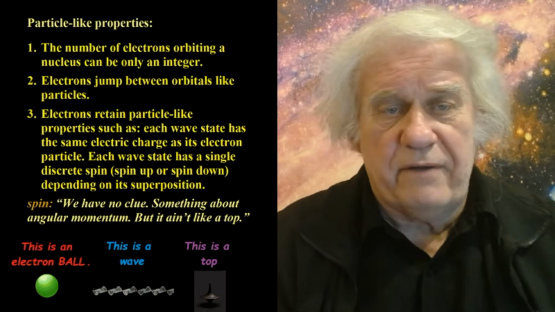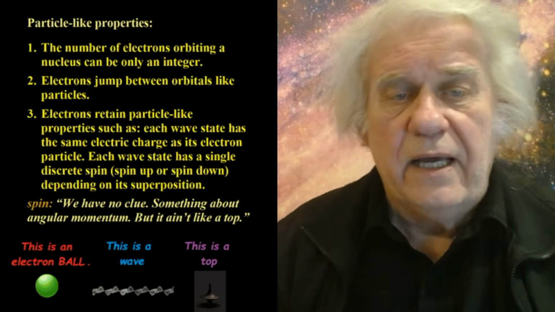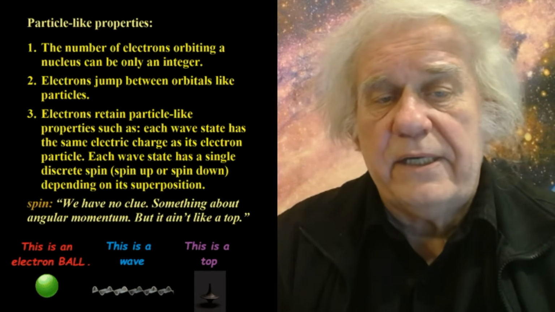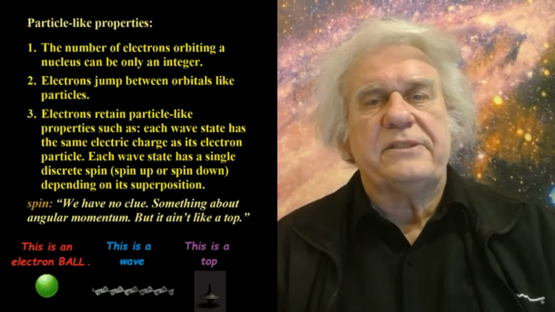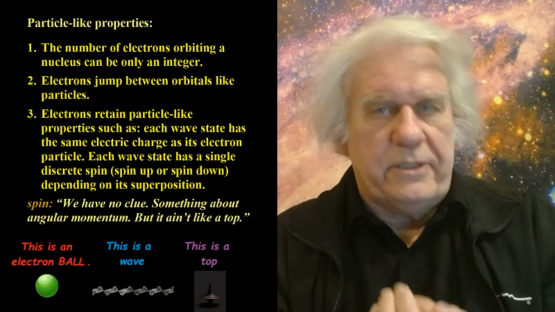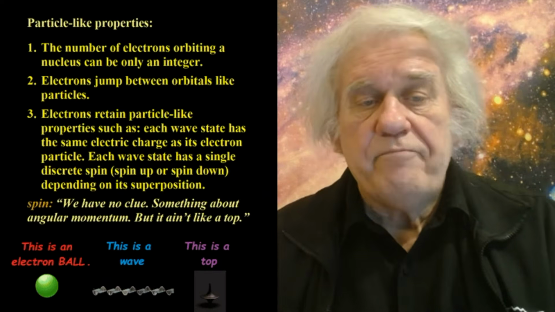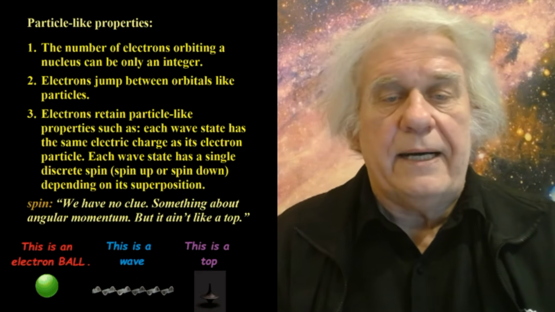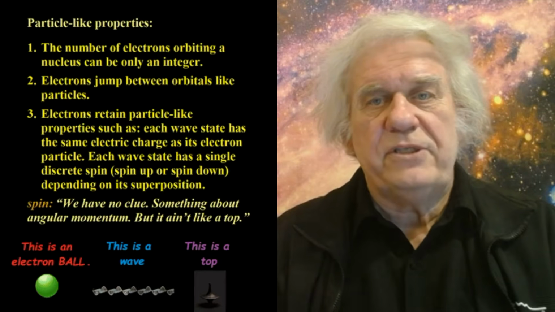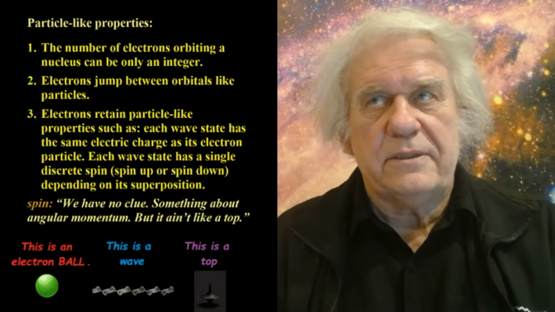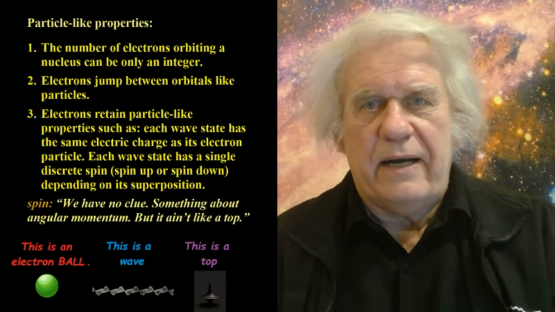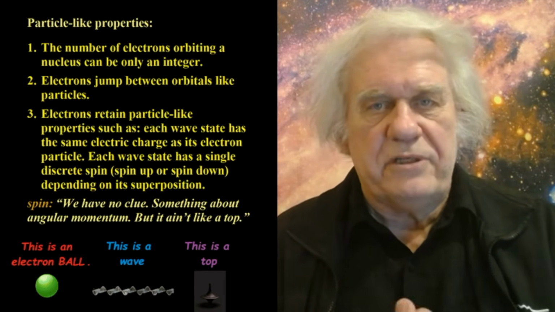Okay, so that was the wave version. Now here's the particle version, because they never resolved this. Particle-like properties of the electron, right? The number of electrons orbiting a nucleus can be only an integer. So by that they're saying it's got to be like a little ball, a little point, right? Because we can specify it with a single number, so it's got to be an integer. Electrons jump between orbitals like particles. So if they jump between orbitals like particles, is the electron a wave or a particle? How can it be both? Again, they've never resolved this.